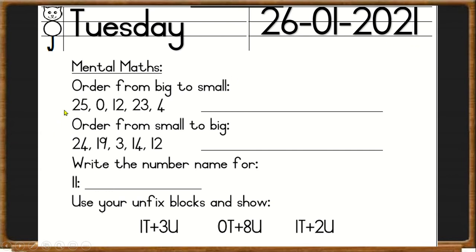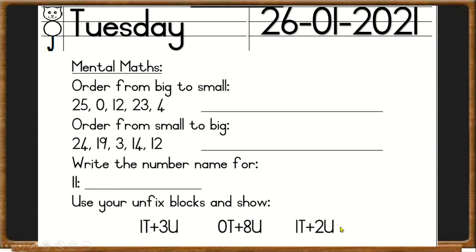Then I want you to order from big to small these 5 numbers. Then I want you to order from small to big with these 5 numbers. Then write the number name for 11. Then use your Unifix blocks to show me how 1 ten plus 3 units looks, how 0 tens plus 8 units look, and how 1 ten plus 2 units look.